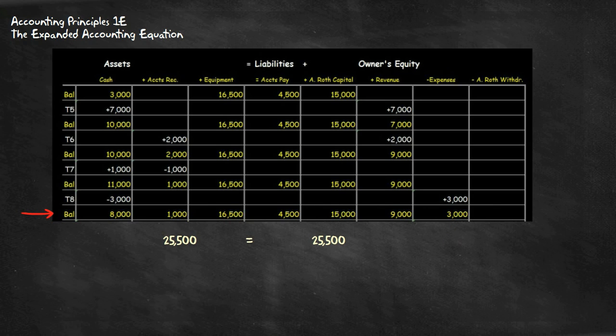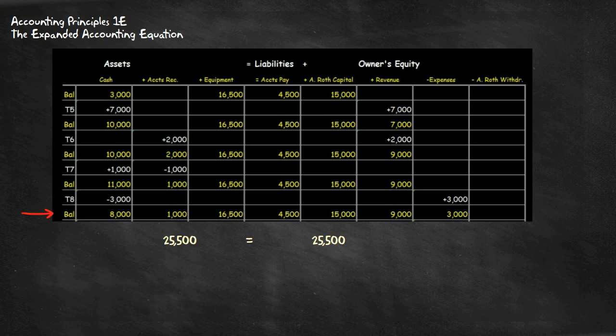Assets, I have $25,500. Then I take $4,500 of liabilities and add $15,000 of capital, add $9,000 in revenue, and subtract $3,000 of expenses to get the total of $25,500 of liabilities and owner's equity.